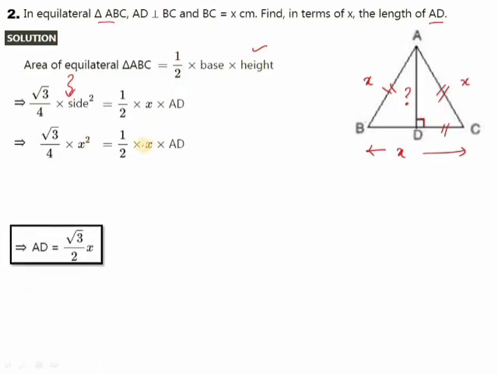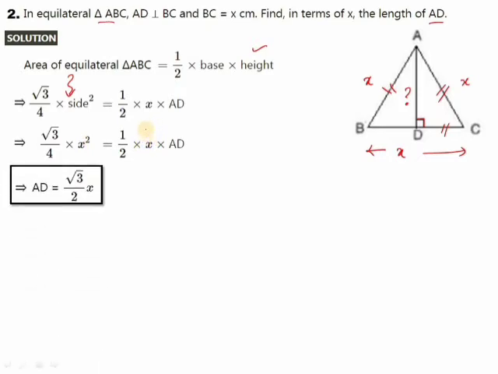Now what you need to do is x and x can be cancelled. Also 2 and 4 can be cancelled, so it is root 3 by 2, and since there is x left, we have x also. So the value of AD turns out to be root 3 by 2 x. So I got my value of AD in terms of x. Simple. You may pause the video and note down your solution.